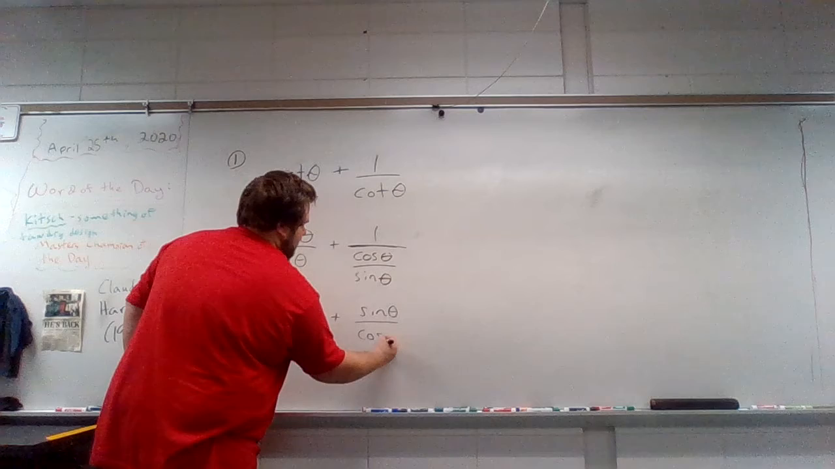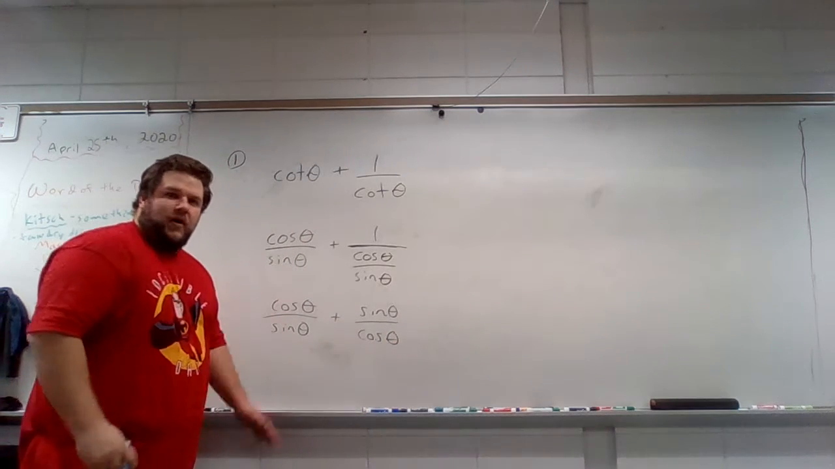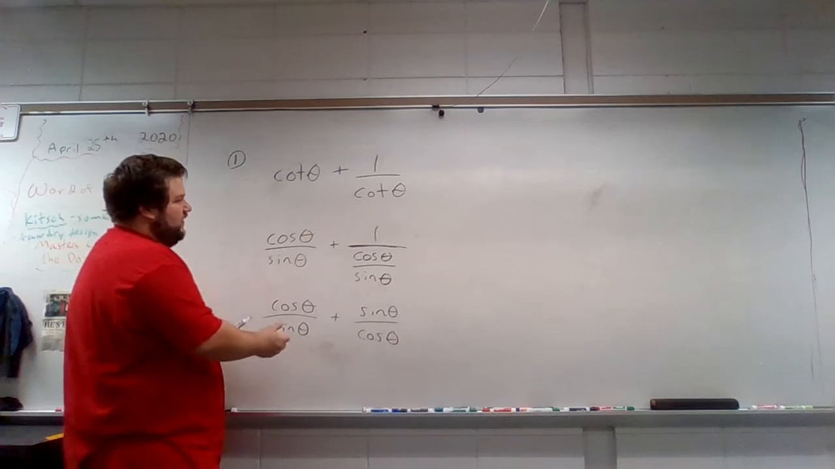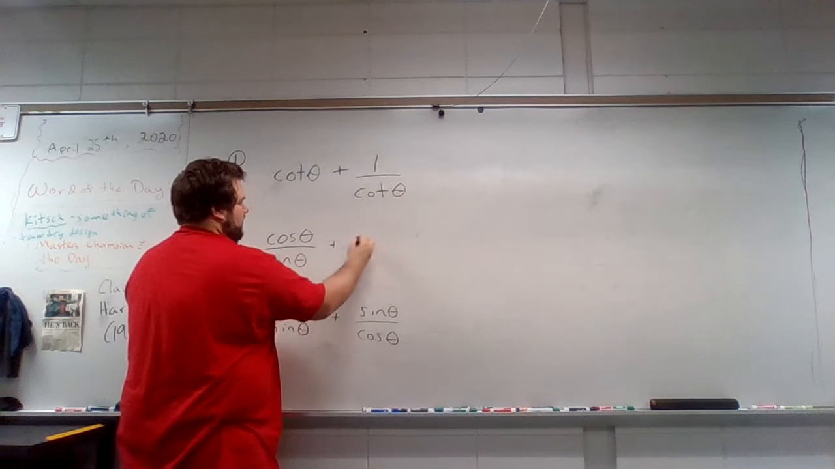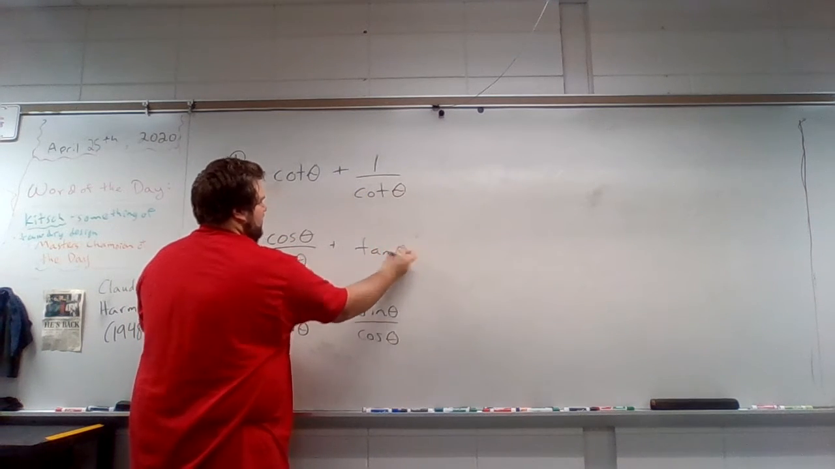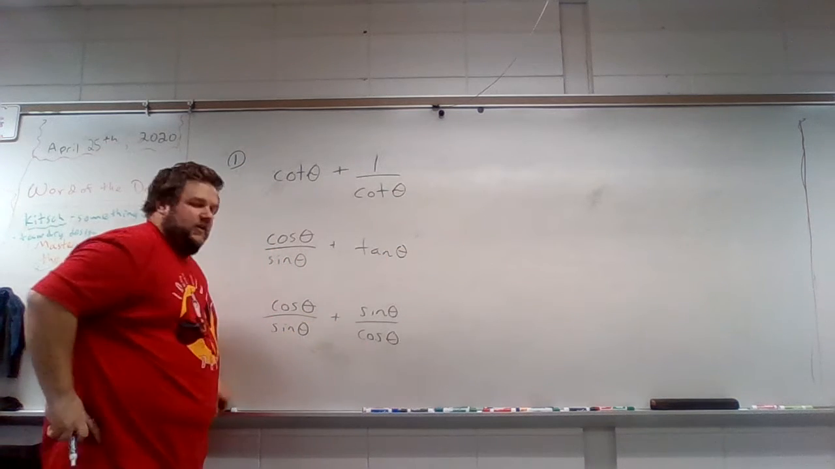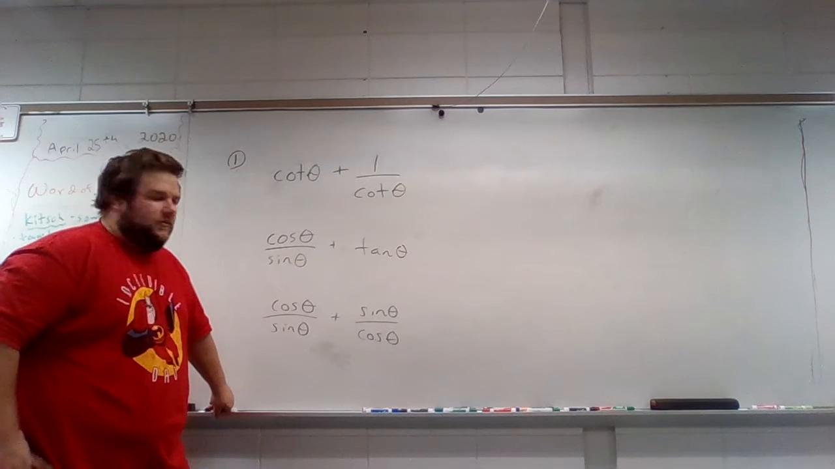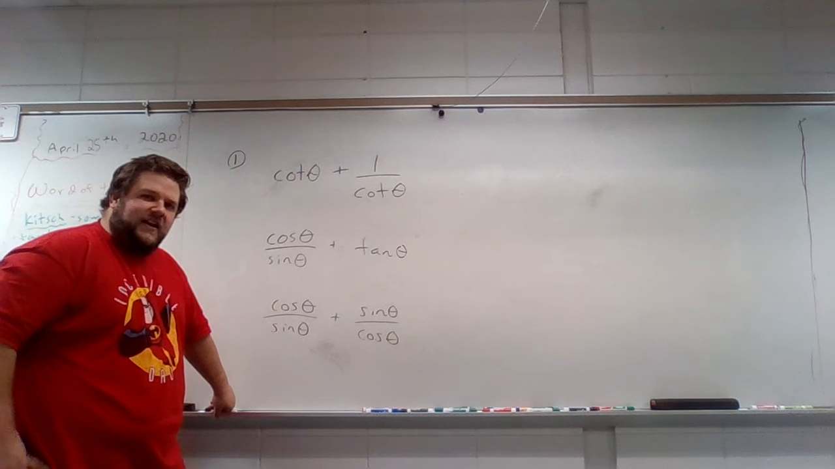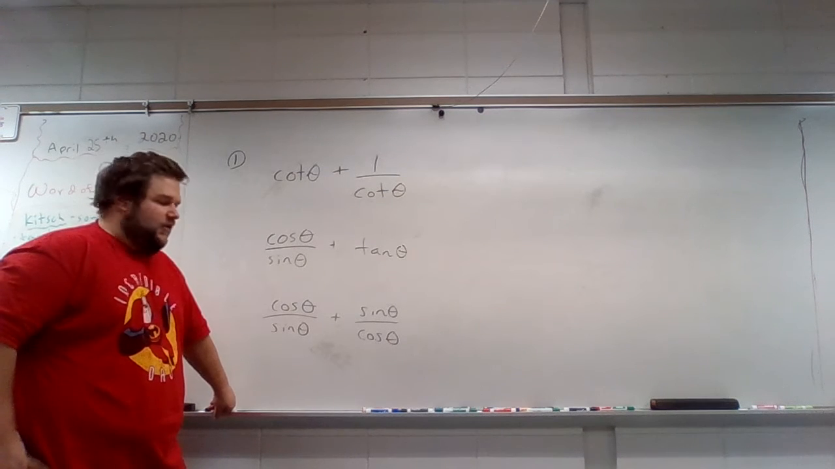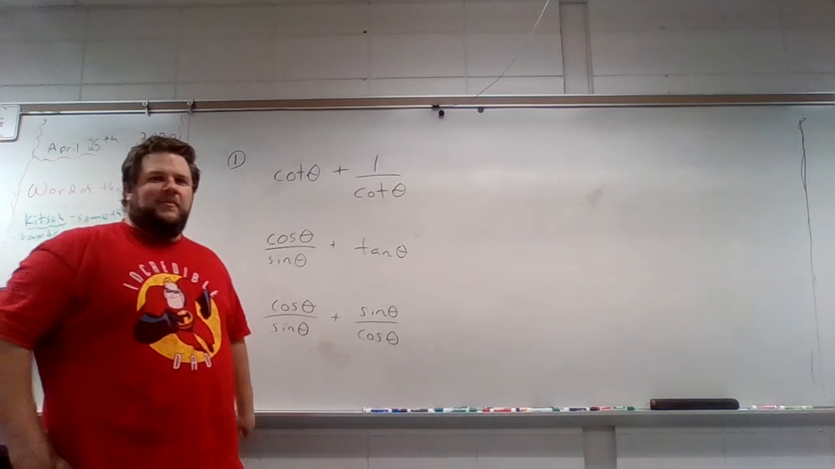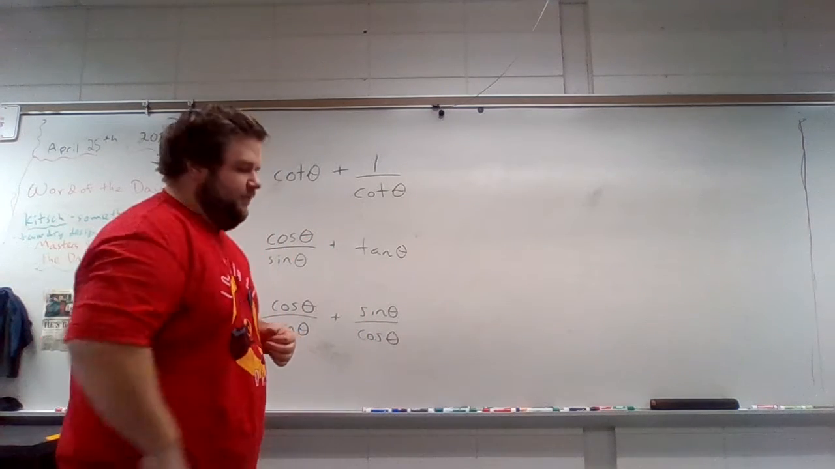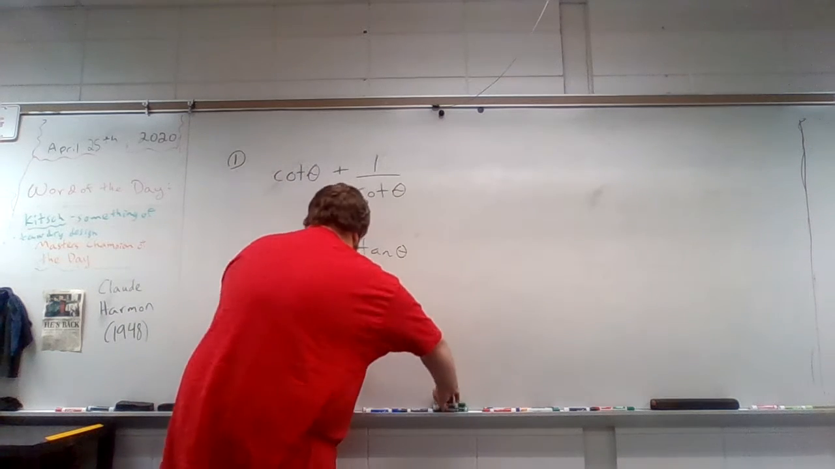Now, you could pause it. Another way to think about it is 1 over cotangent is just tangent, and tangent is sine over cosine. Either way, if you write everything originally in terms of sine and cosine, you would get this. But then I would need a common denominator to add those. Okay, so here's sine, here's cosine.